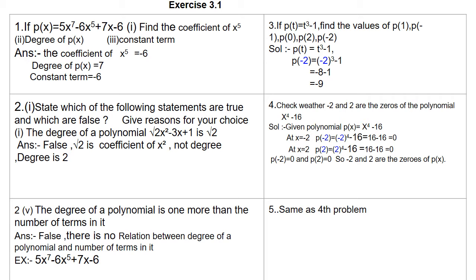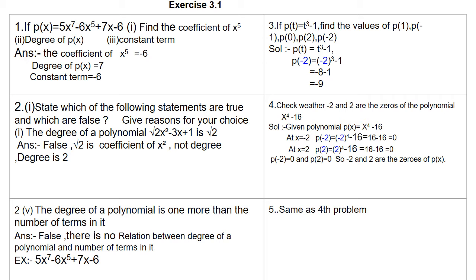Suppose one more example, observe the fourth problem. The polynomial is x to the power of 4 minus 16. The number of terms is just 2 and the exponent is 4. That means the degree of the polynomial is 4. There is no relation between 4 and 2. That means there is no relation between the degree of a polynomial and the number of terms in a given polynomial. So this statement is false.